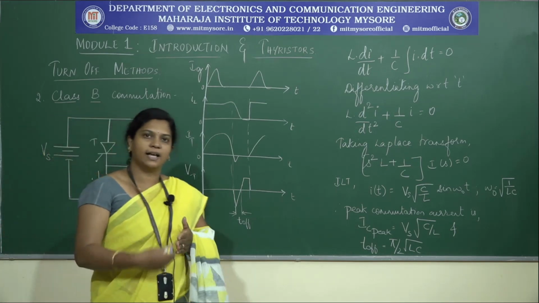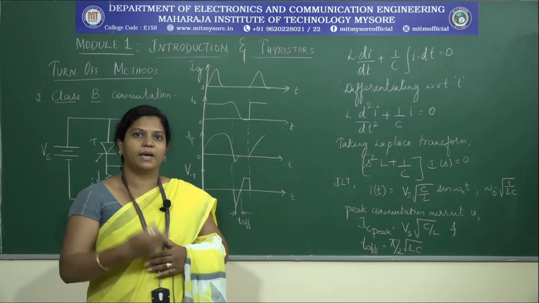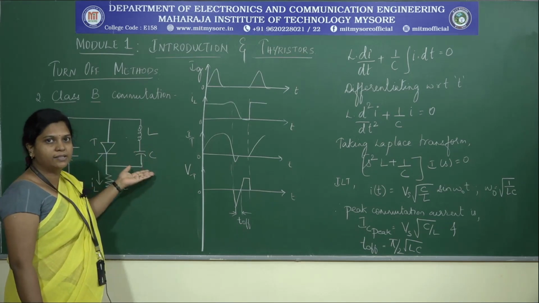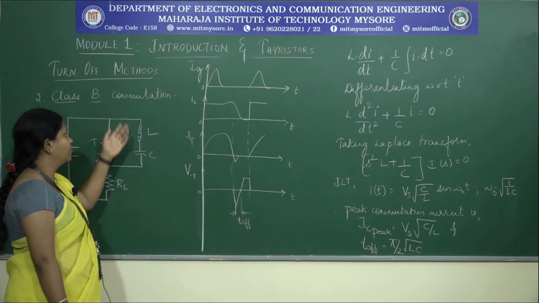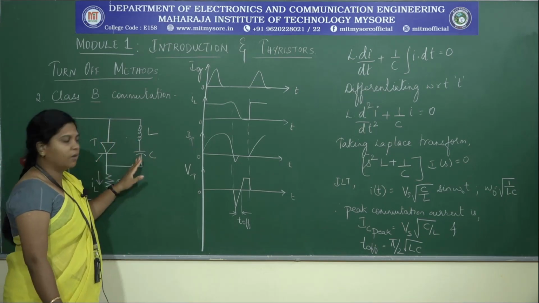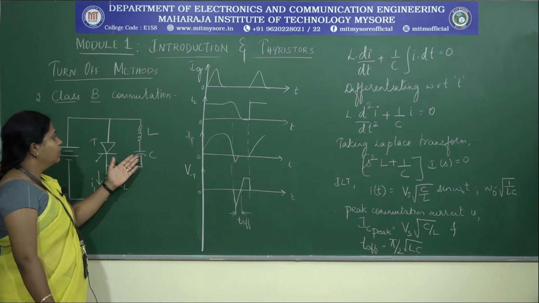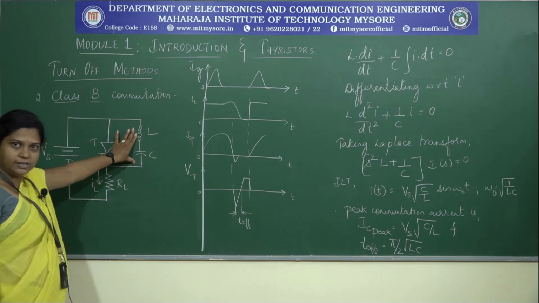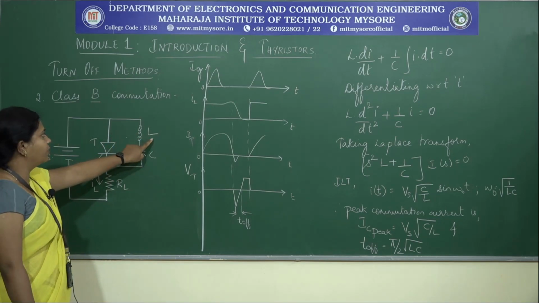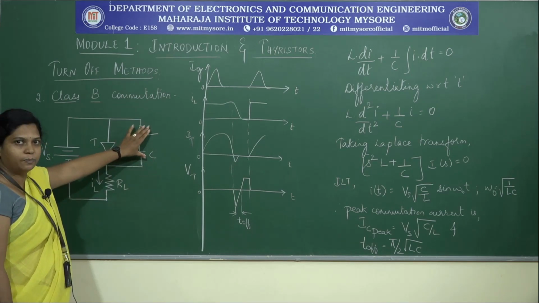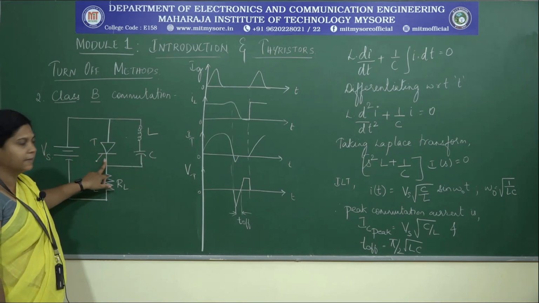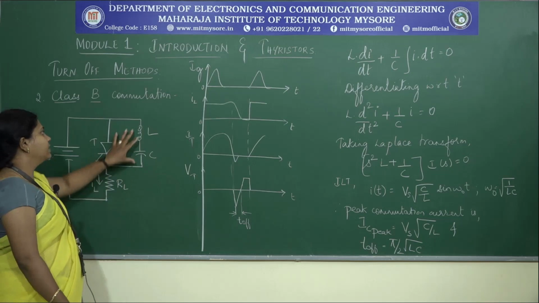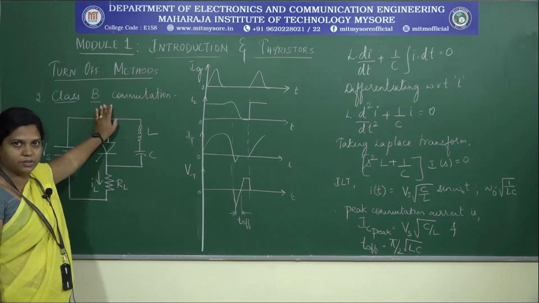This classification as class A, class B, class C is based on the placement of the commutating components. In the previous class A commutation circuitry, we have seen that the commutating components, that is inductor and capacitor, were connected in series with the load resistance. Now in this circuit, we can see that the commutating components, inductor and capacitor, are placed in parallel with the thyristor. Such an arrangement of the commutating components in a circuit is known as the class B commutation process.